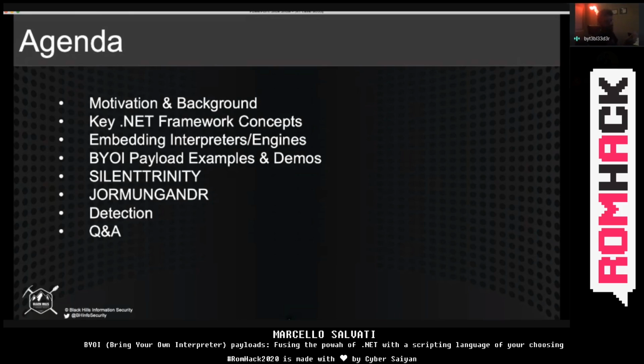And I'm going to be talking about two tools if we have the time, because there is a lot of content here that I developed. SILENTTRINITY, which is a command and control platform that I made, which attempts to weaponize some of these concepts into a fully fledged C2 framework. And we're going to be talking about Jormungandr, which is another project that tries to weaponize this using Python.NET, and hopefully we'll get to that as well. And then detection, and then questions and answers.